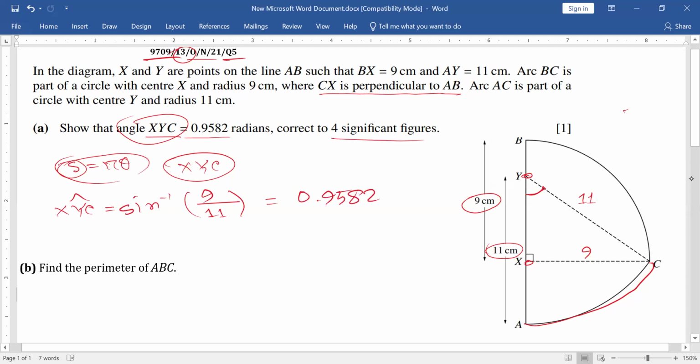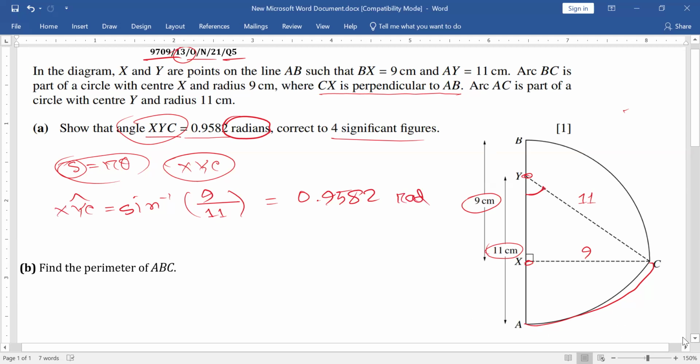If you didn't get this answer, you probably forgot to shift the mode from degrees to radians. So be careful about that. Make sure that your mode is in radians.